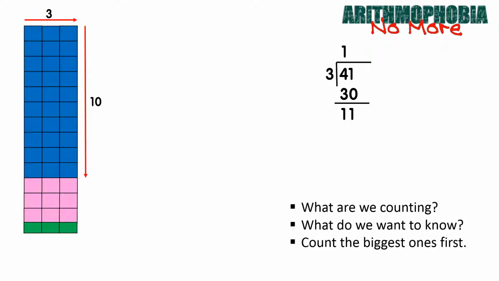So let's just count. 1, 2, 3. 3 3s. So we'll put a 3 above the 1, multiply that. We're going to get 9. We subtract from 11, we get 2. We can either have this as a remainder, or we can write right down here 2/3. That's it.